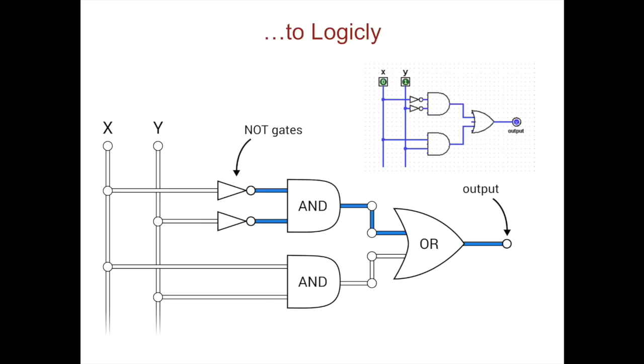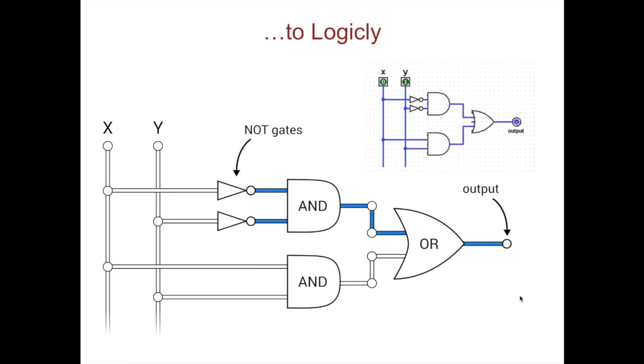I've redrawn the circuit in kind of a way that Logically will draw it, although we'll see in a bit there are some other differences. So we've got two NOT gates here, we've got two AND gates, we've got one OR gate, and then we've got our inputs and our outputs. Our inputs here we've just designated with X and Y over these wires on the top left. And then over here we've got an output pin on the right, or the wire that's the output wire on the right.